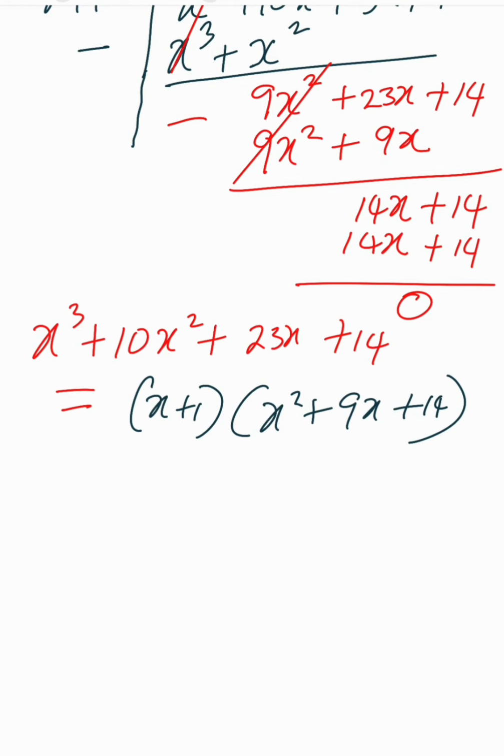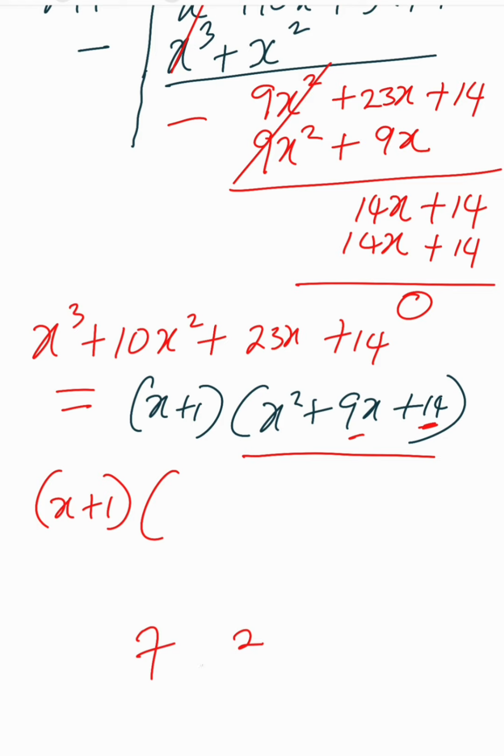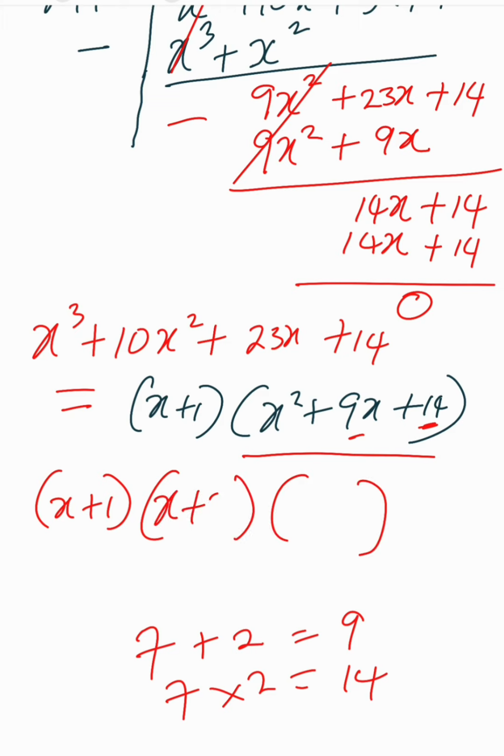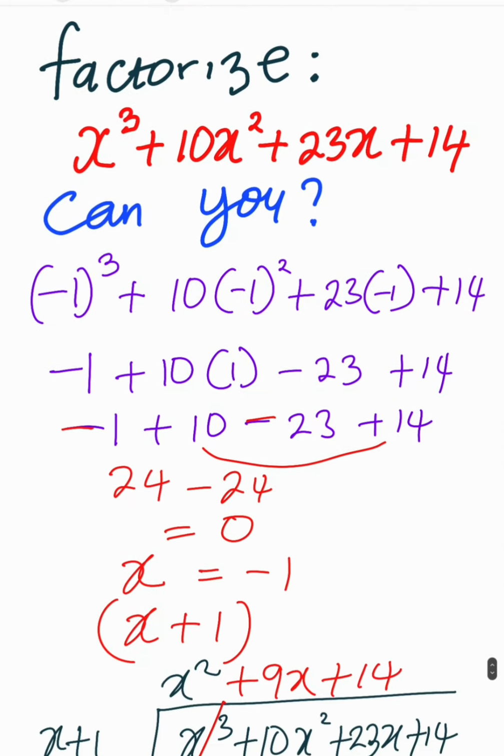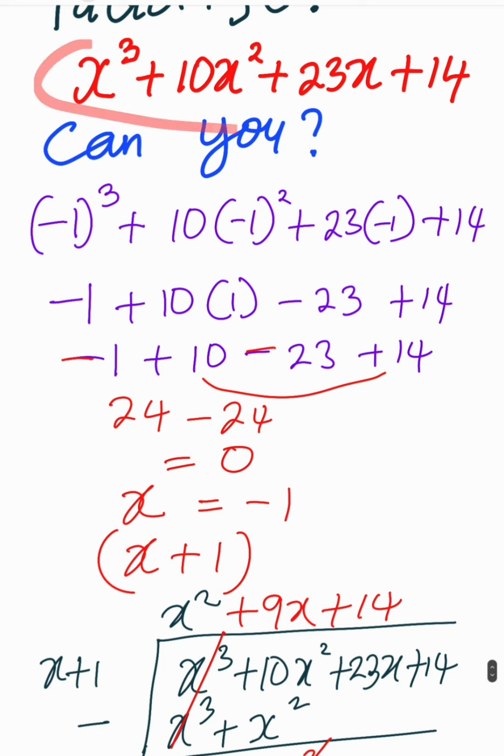Then the last thing to do is to see if we can factorize this quadratic expression. So we have x plus 1 into, are there two numbers you multiply to get 14, and when you add you get 9? Of course, the numbers are 7 and 2, because 7 plus 2 is 9 and 7 times 2 will give us 14. Just form two brackets like this. You write x plus 7 and x plus 2, because 7 and 2 will give us what we need. This is the factorized form of this particular polynomial given to us.